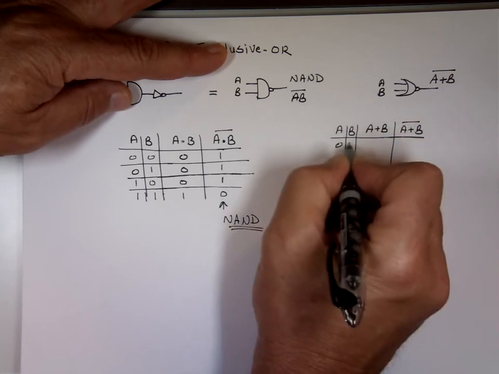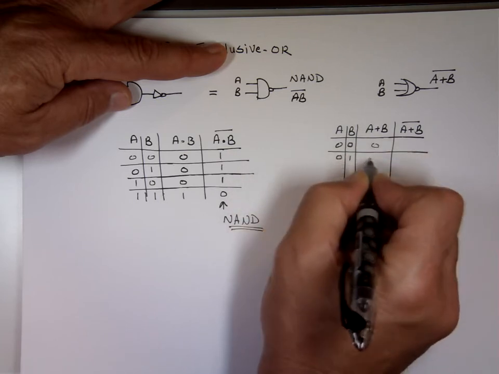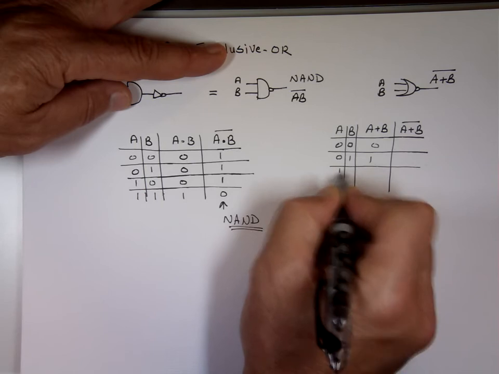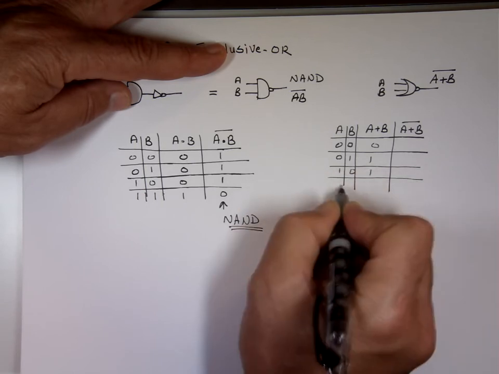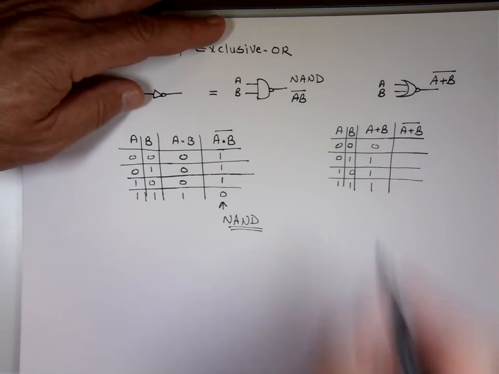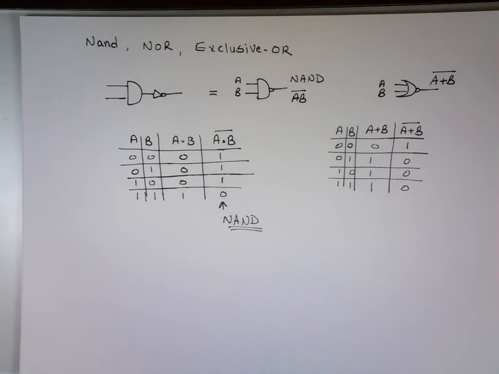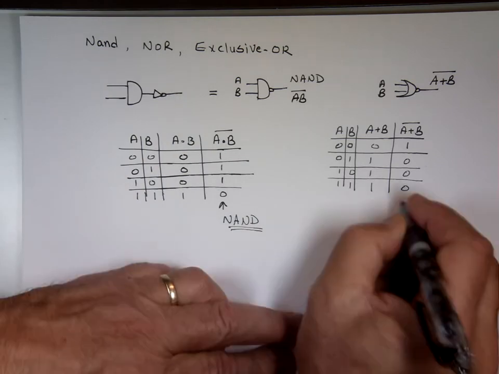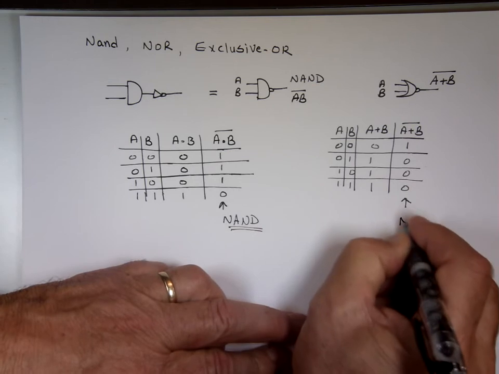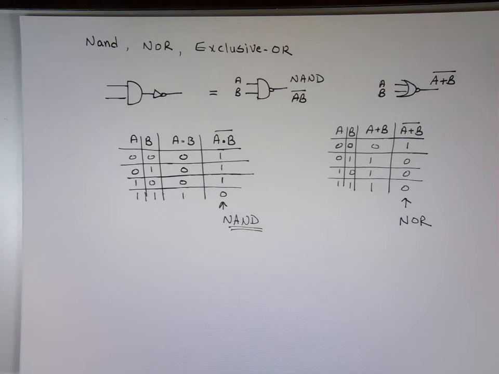If you remember the OR gate, you get a value of 1 when any of the inputs is 1. That's the OR gate. So now complement that. What would you have? 1, 0, 0, 0. And that's your NOR gate. Not OR. Take an OR gate and complement the result.